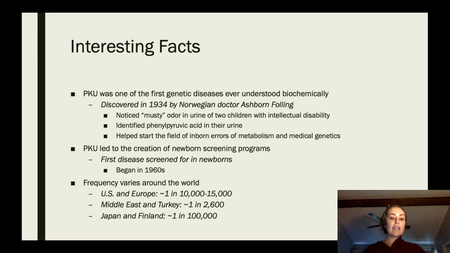One interesting thing about PKU is that the frequency varies around the world. For example, in the US and Europe, the frequency of PKU is about 1 in every 10,000 to 15,000 individuals. But we find a much higher frequency in the Middle East and in Turkey, where the frequency is 1 in 2,600. In Japan and Finland, we see a significantly decreased incidence of PKU, and so the frequency there is 1 in 100,000.